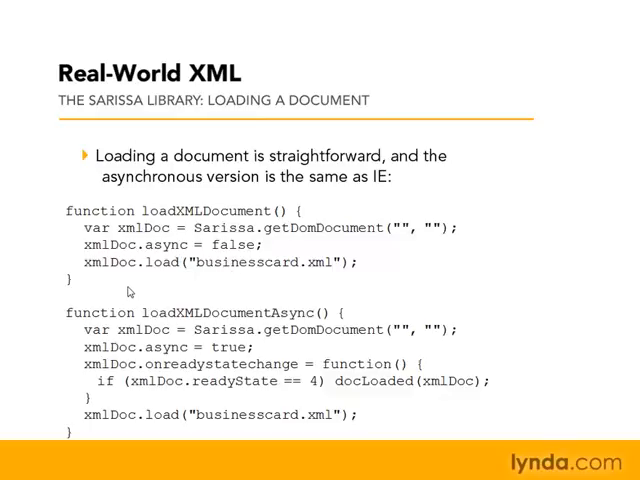For the asynchronous case, the Sarissa library emulates the Internet Explorer method inside of Firefox for you. So here we have our load XML document async function. And here we're instantiating the document by using the Sarissa library's version. And we set the async property to true. Now, Sarissa implements the onreadystatechange and readyState properties in Firefox, so you can write the same code in IE and Firefox, and it will just work cross-browser.